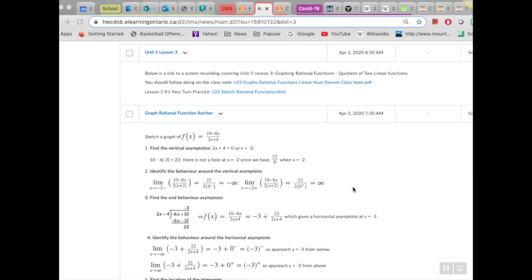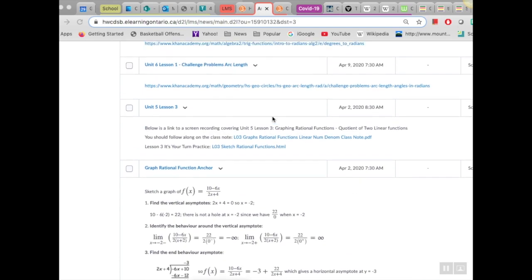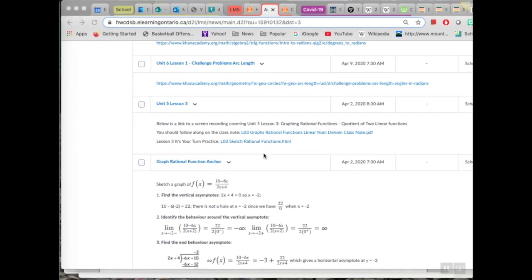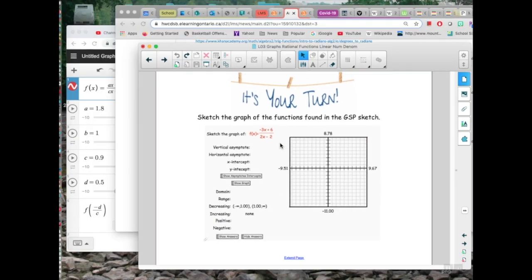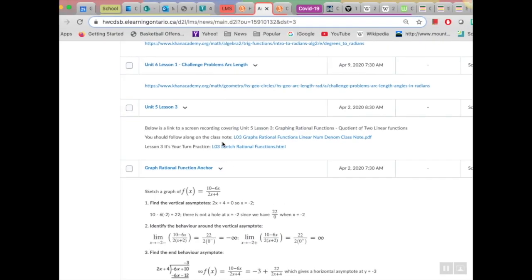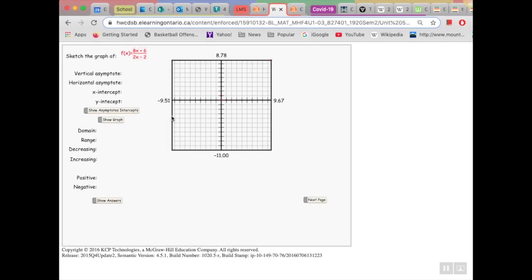All right, I had to start a new recording because I accidentally stopped instead of pausing. So I want to show you here where we had your turn over here. So it's your turn to do some practice. What I've done is I converted these all to GSP Web Sketch. So now you can click on here, and it's going to open something up here. And you can imagine doing all of the work.